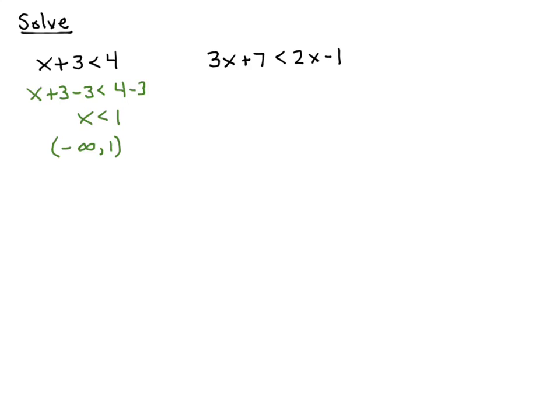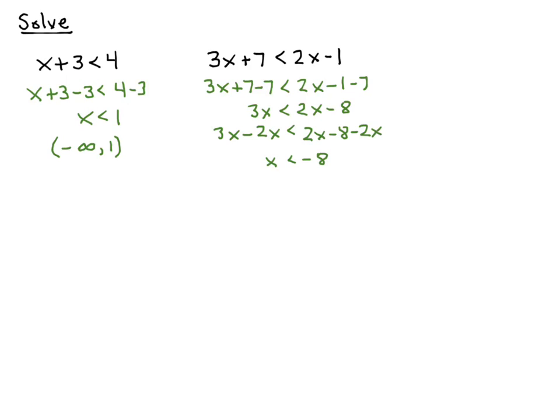So we'll get progressively more difficult. 3x plus 7 is less than 2x minus 1. So the first thing we do is we're going to subtract 7 from both sides. And so we get 3x is less than 2x minus 8. And so we'll subtract 2x from both sides, and we get 3x minus 2x is just x, and then the 2x's go away, and we get just negative 8. So we get x is less than negative 8.